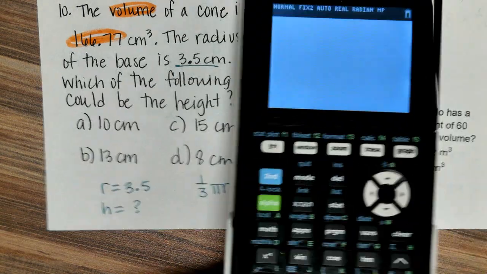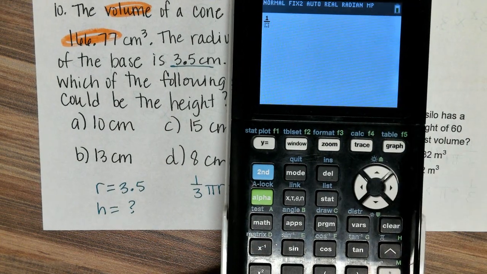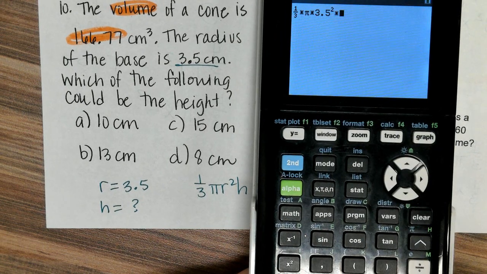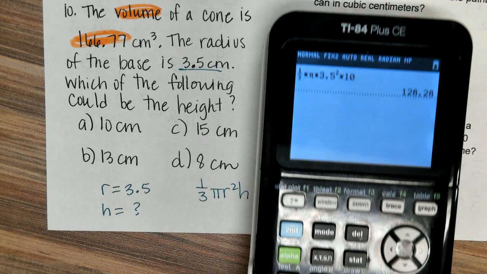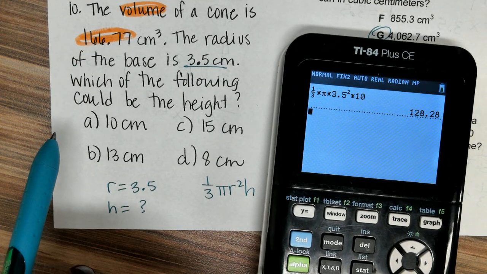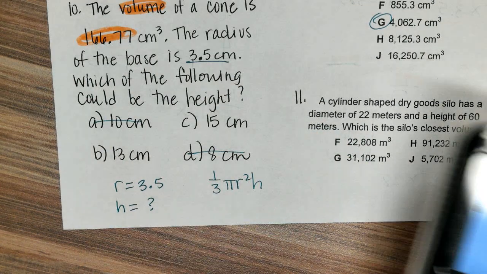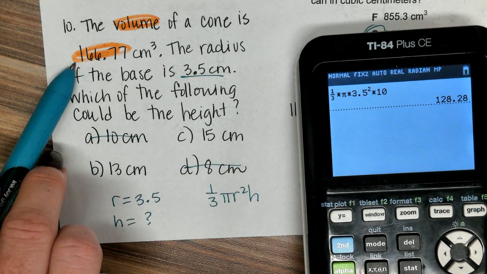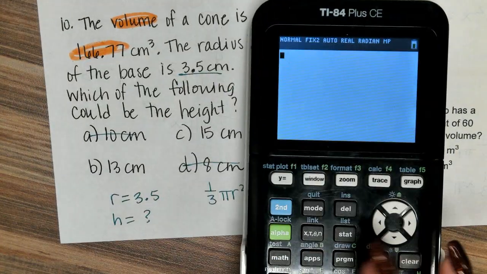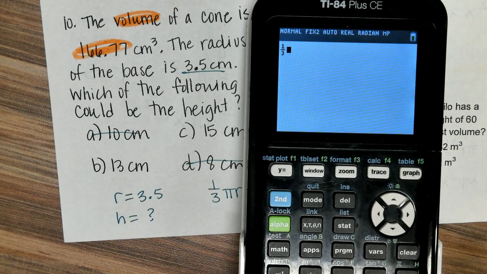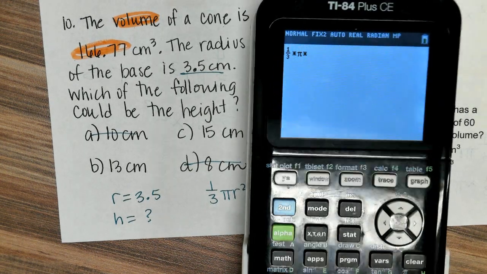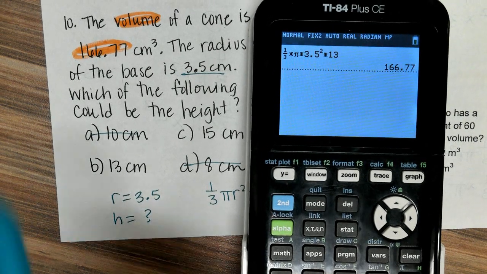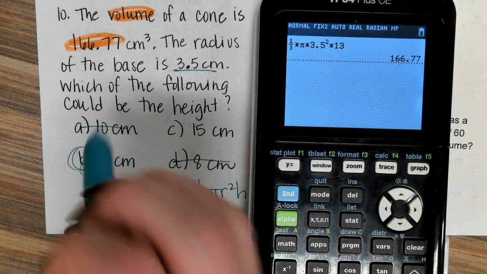So we'll try 10 first. So 1/3 times pi times 3.5 squared times, and we're going to try 10. Did that give me that answer? No, it wasn't big enough. So I know it's not going to be A or D because it didn't even get close to that. Okay? Which one did y'all say it is? B. B? All right, I'm going to do B. 1/3 times pi times 3.5 squared times 13. There it is right there. Matches perfect. B is the answer.